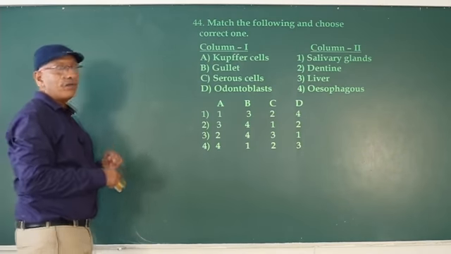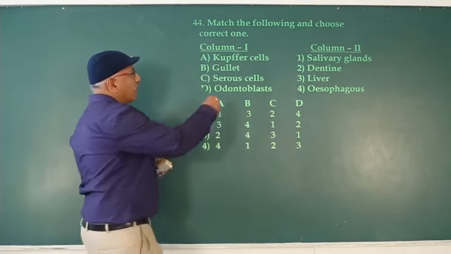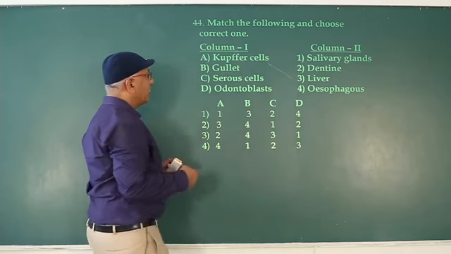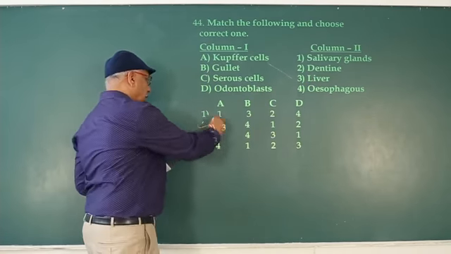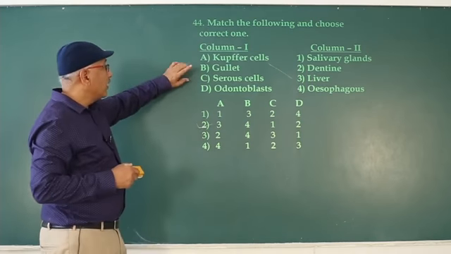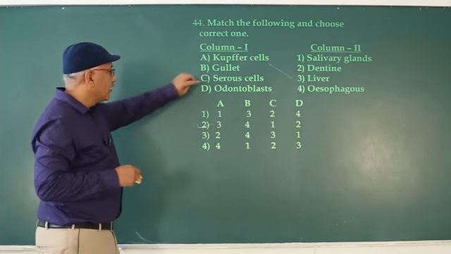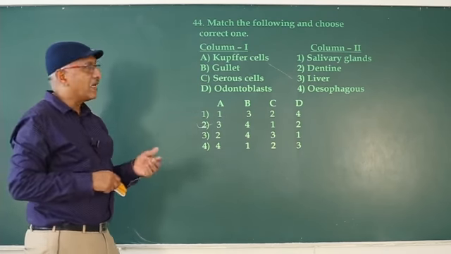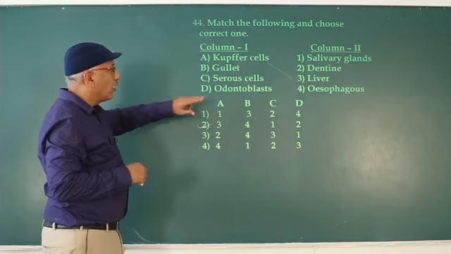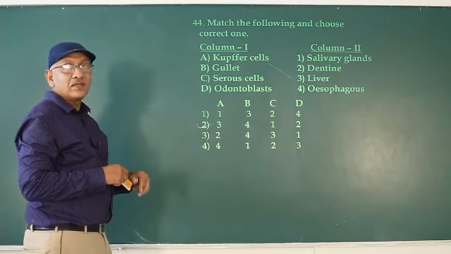Next one, match column 1 with column 2. Kupffer cells are present in the liver, so A3. Next one is gullet: the gullet opens into the esophagus. Next, serous cells are present in the salivary gland. Odontoblast cells secrete the dentin. So the option is the second one.